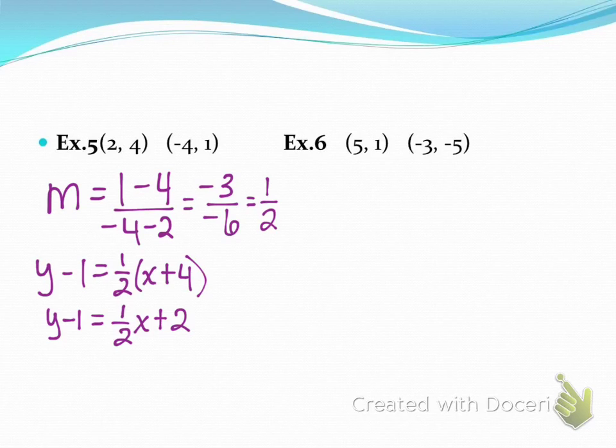Last step is to get y by itself. Jamal Dixon, how would I do that? So right now we are subtracting, so we're going to add 1 to both sides. So what do we get, Jamal?